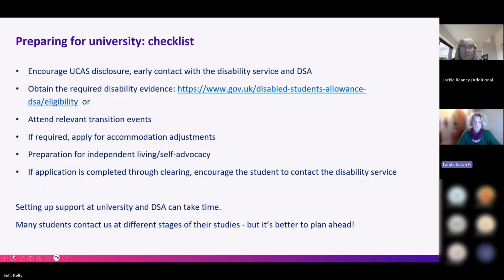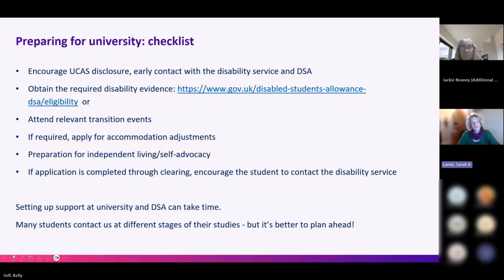A lot of institutions offer really relevant transition events that can give really bespoke information about where you are at in the process. And by that stage, you're probably further on in the application process, so you have a better idea of where you're going. And then the information could be very much about you and the institution and course you're going to. Some students will need adjustments to their accommodation. So again, apply early, get that information through.